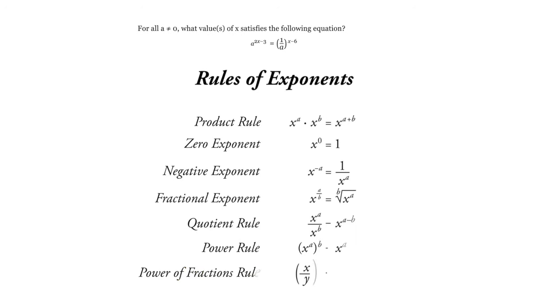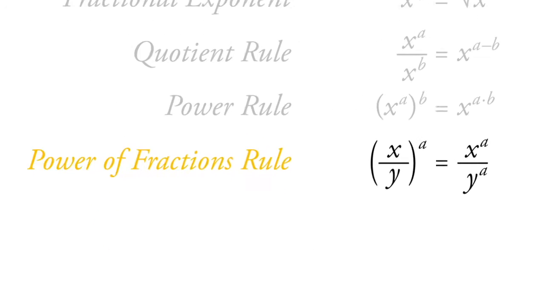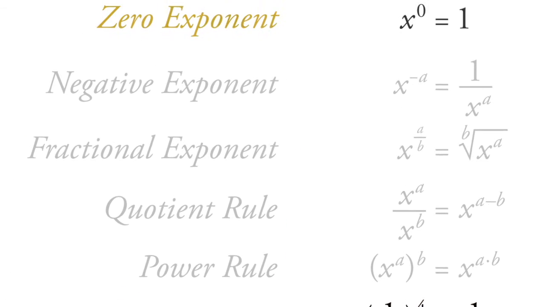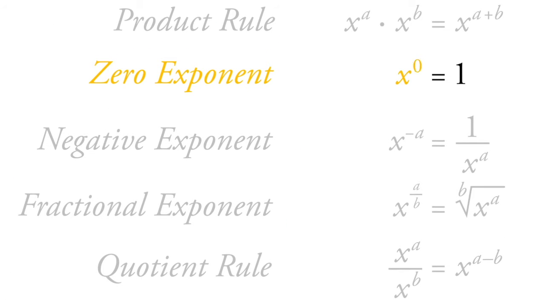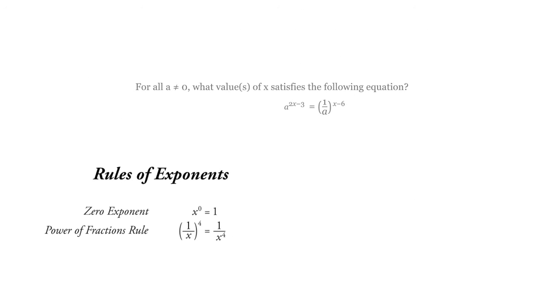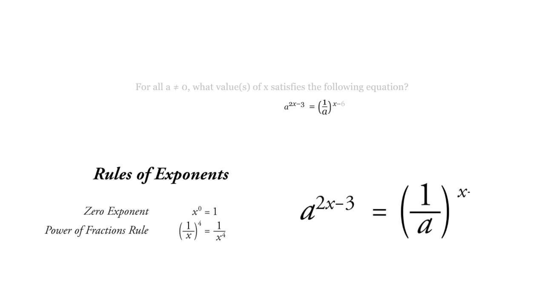All right, so for this one, you have to remember a couple of rules. You have to remember this one, that 1 over x to the fourth is equal to x to the negative fourth. And you have to remember this one, that anything to the 0th is 1. So let's figure this out. We have a to the 2x minus 3 equals 1 over a to the x minus 6.